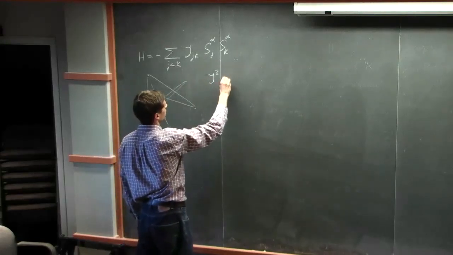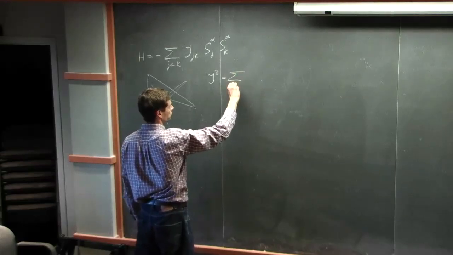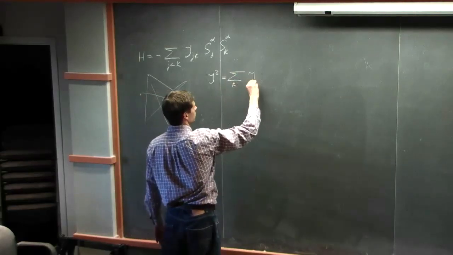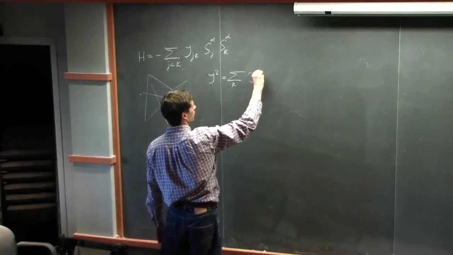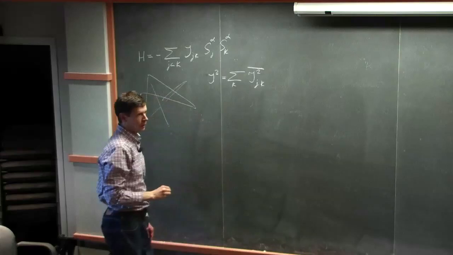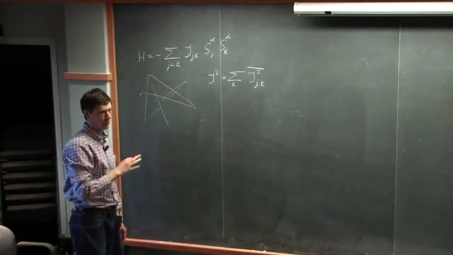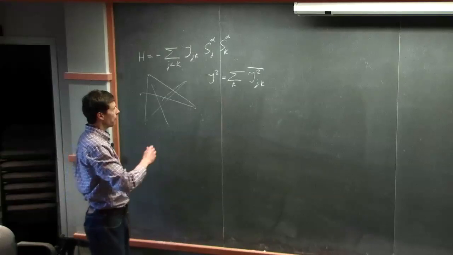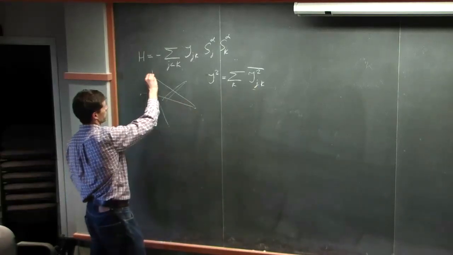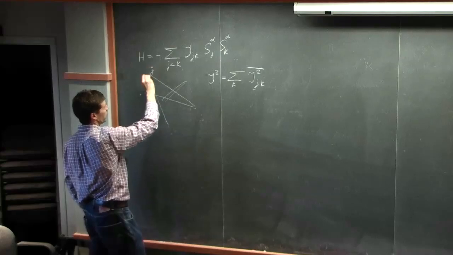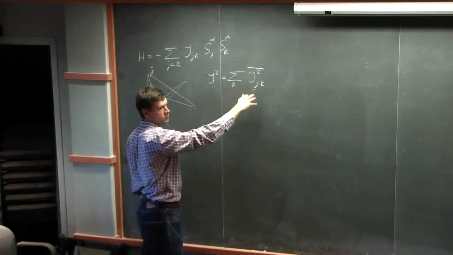J squared is equal to the sum over k of J_jk squared, averaged. So it's a quenched disorder problem. When spin j interacts with many other spins, it's not really important what the distribution function is.